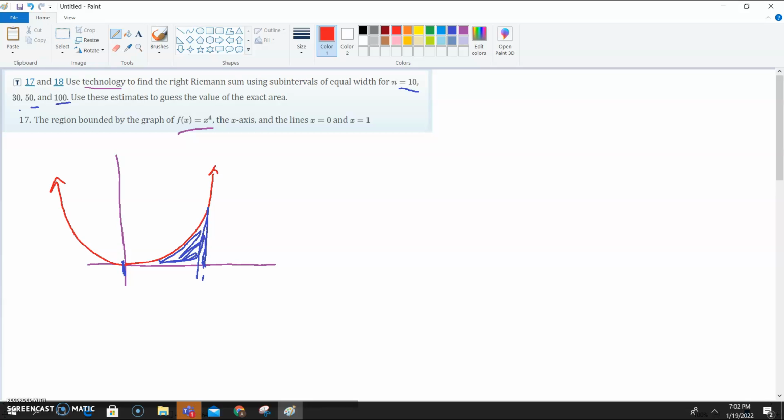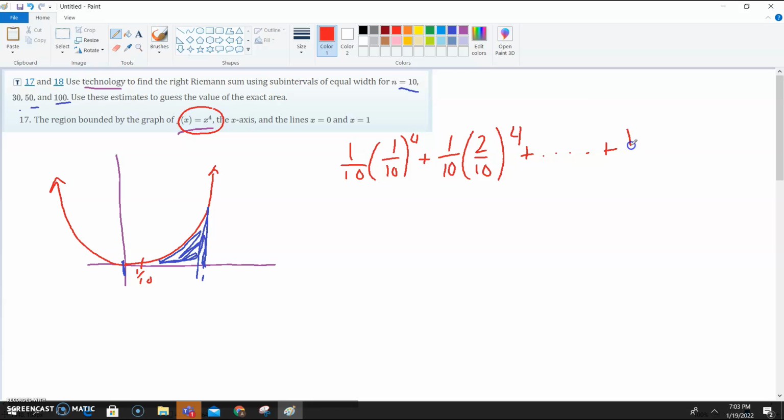So if I were to cut this into 10, we know the first one would be 1 over 10, the next one would be 2 tenths, 3 tenths, and so on. And we know that each of these would be a width of 1/10. So we would have 1/10 for the first one, and its height would be based on this function here. So the height would be 1/10 to the fourth power. The next one would be 1/10 width, and the next one would be 2 tenths to the fourth power. And so all the way up to our 1/10 and our 10 tenths to the fourth power, because we are doing a right Riemann sum, meaning we're going all the way up to the right.